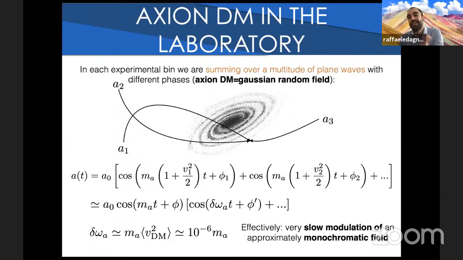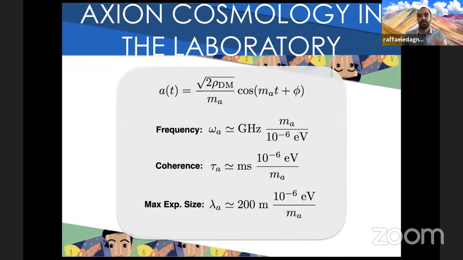And then a sum of components that is oscillating very slowly, with a frequency that is suppressed compared to the axion mass from this small velocity dispersion in the galaxy. So it's 1,000,000 times slower. In practice, an effective description of this Gaussian random field is in terms of a monochromatic oscillation, a very simple cosine of m_a t. And this description is valid for times that are 1,000,000 times longer than one oscillation period.